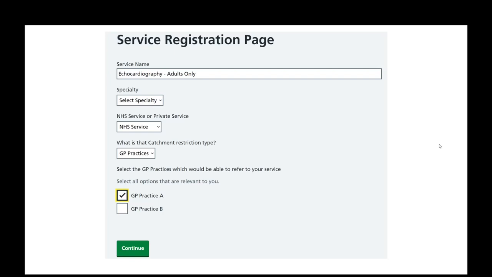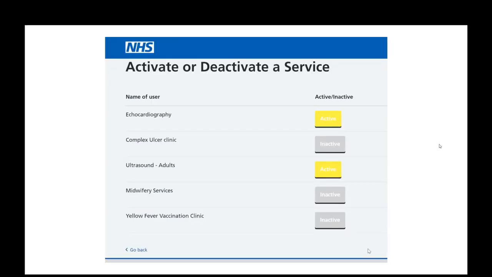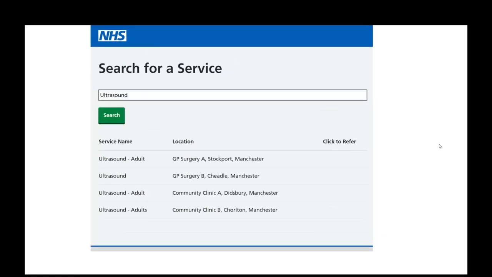So this example is just restricted by two specific GP practices in an area, so those would be the only ones that would directly be able to refer into the system. And then from the service point of view, we designed an activation, deactivation screen, so you can say, actually, these are our services we're currently running, these are the ones that we're not running at the moment. It makes it easier to activate services we may have shut down when we have staff back on board.